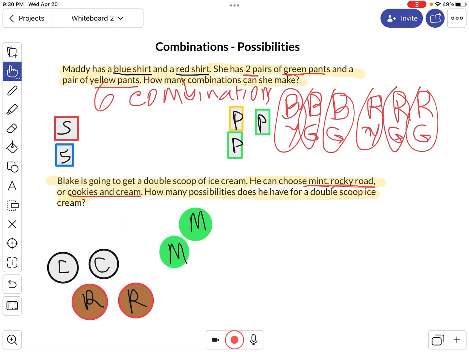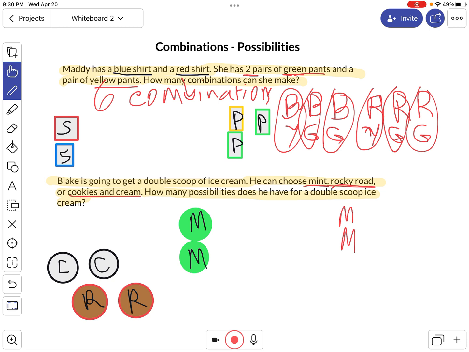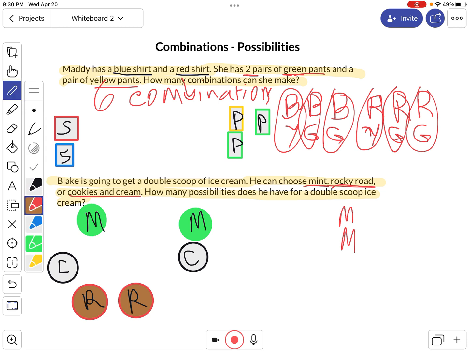All right. So first I can make a double mint. Mint combination. So I'm going to keep track of this over here. I could do mint, mint, and then I can get the mint out of there and do mint and cookies and cream. So I'm going to do mint, cookies and cream.